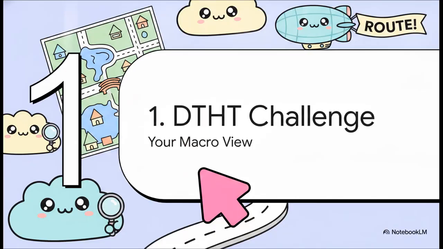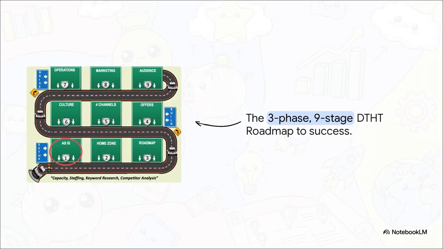All right, let's kick things off with section 1, the DTH challenge explained, giving you the macro view. What's really interesting here is how this roadmap kind of acts like a systematic 9-stage board game. It's broken cleanly into 3 overarching phases. We start way down at the bottom with the setup phase. Then we move up into the build phase, and finally, we accelerate through the top row, which is the drive phase. It literally eliminates all the guesswork from your growth strategy.